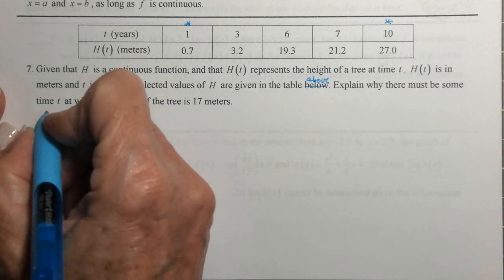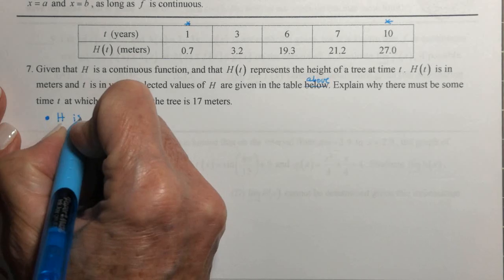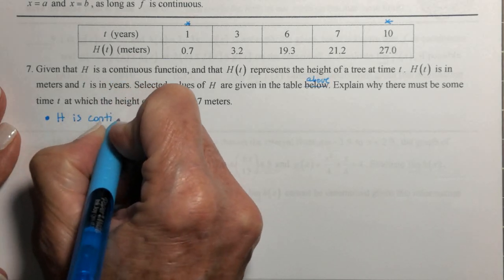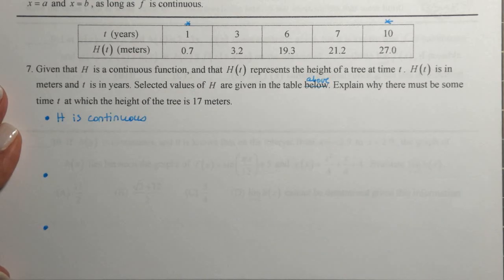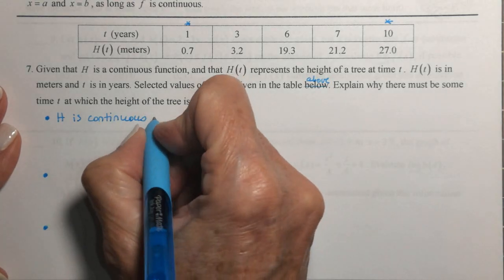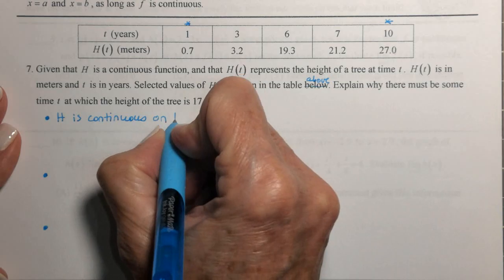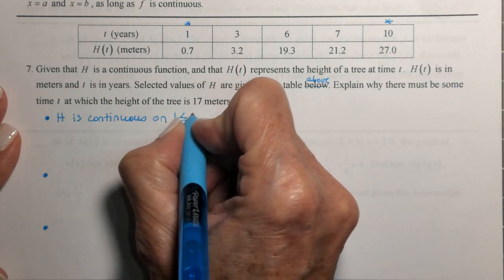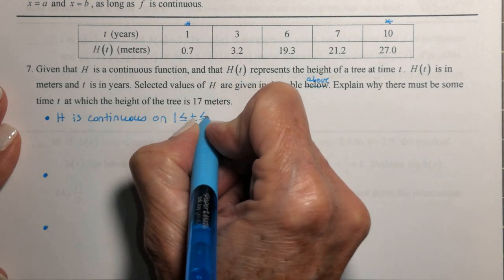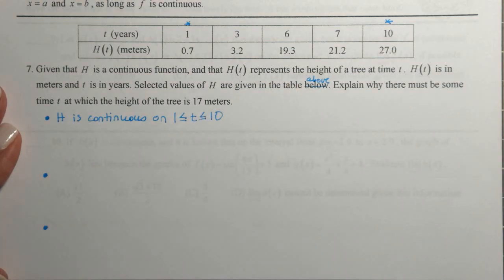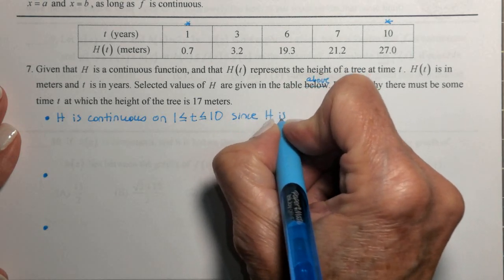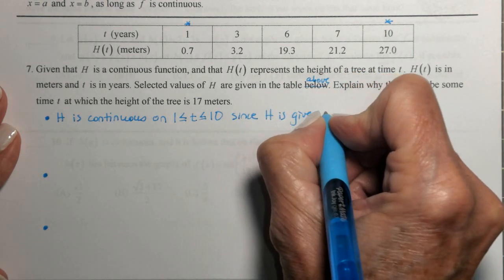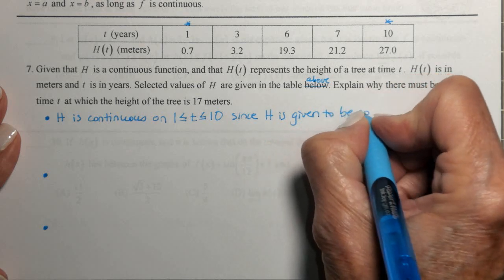So I need you to say that h is continuous, okay? Specifically, h is continuous on the closed interval 1 to 10, since h is given to be continuous.